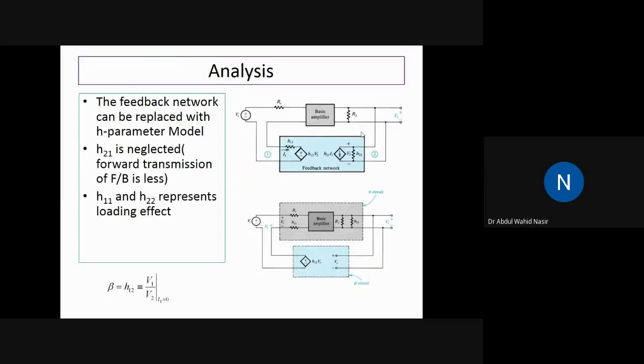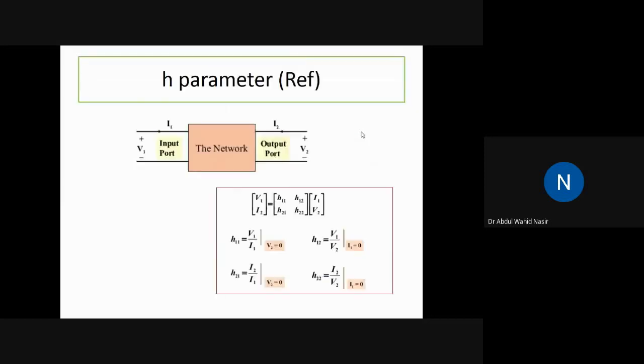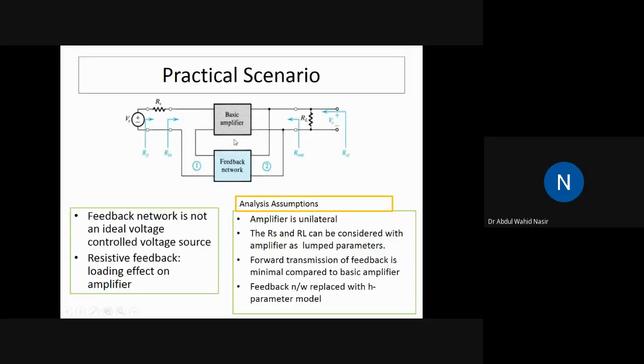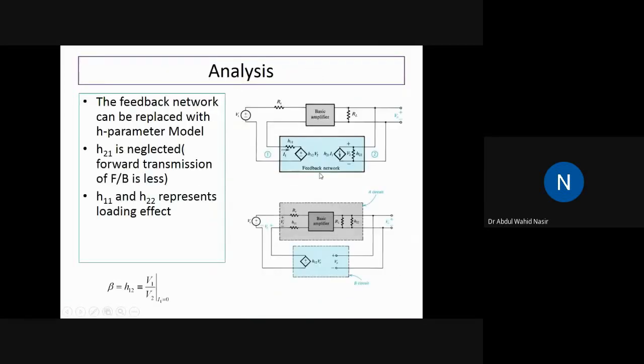Now come to the practical analysis. The feedback network that we have here has been replaced by the hybrid parameters. If you do so, then you will have this circuit diagram. Here you'll have H22, and here you'll have H21 I1. This is V2, and here you'll have H11 and H12 V2.